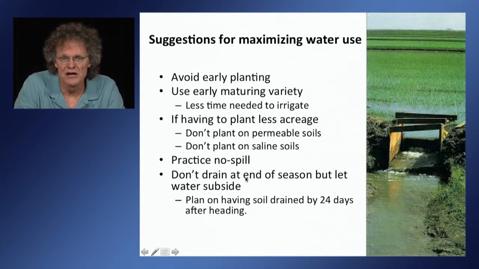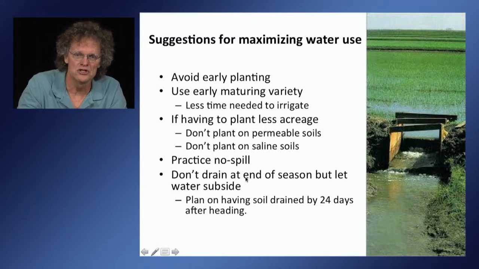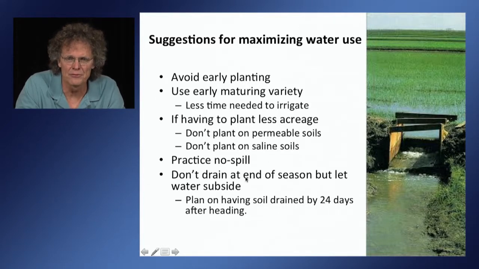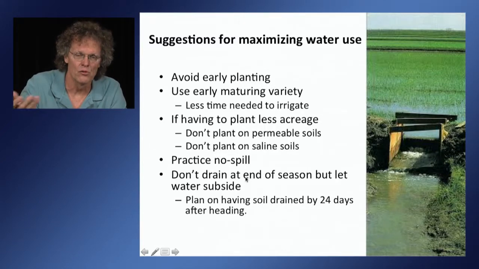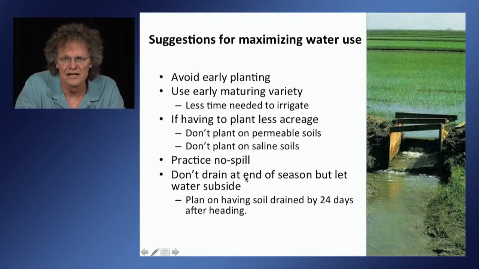We would suggest do not plant on permeable soils. Again, you're going to get a lot more percolation losses. You're going to use more water in those fields. And don't plant on saline soils. If you're going to a no-spill type of practice, on your saline soils there's going to be a higher risk for yield losses due to salinity buildups within that field, because you don't have the water replenishing and flushing out some of the high saline water.